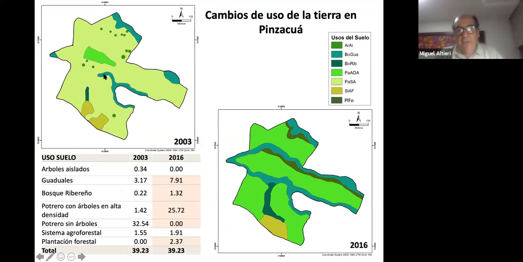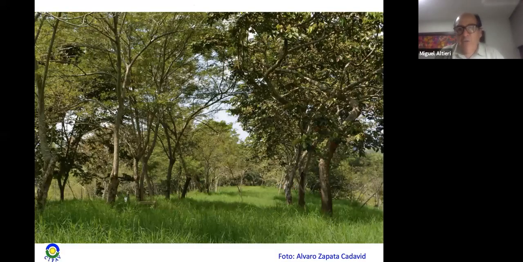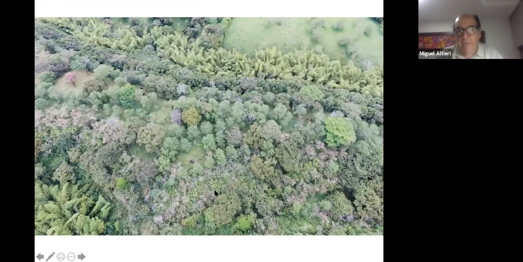This is the initial vegetation cover of the farm. And now this is the vegetation cover in 2016. And you can see that the system now has mostly pastures, but with a forest cover. All that you see here, you think this is a forest, but actually it's a silvopastoral system. There are cows here that are grazing, okay?